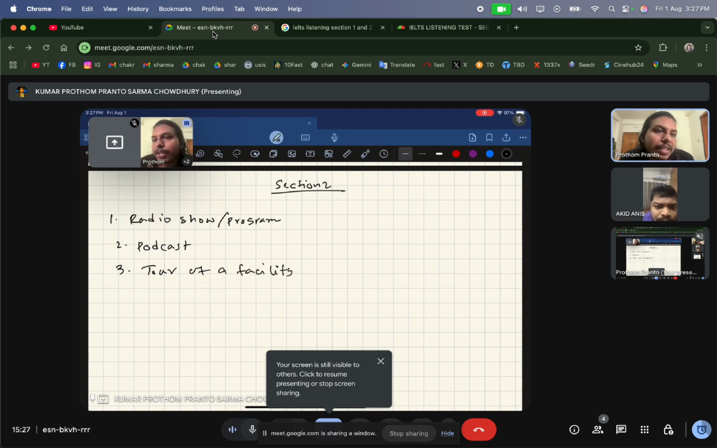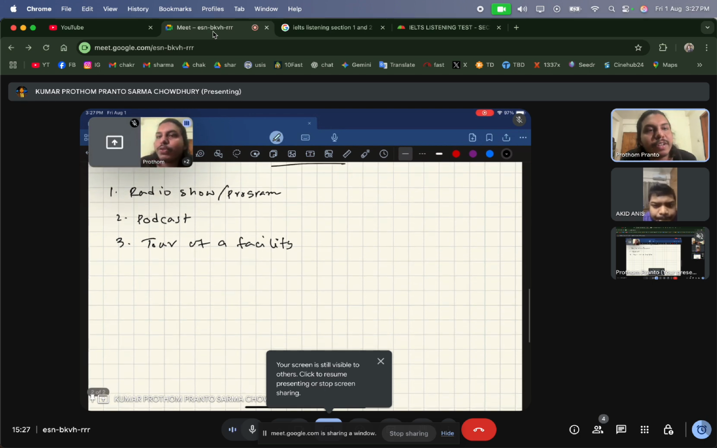Maybe you went to a museum, right? And there's a tour guide who's giving you a tour of the whole facility, and you'll be required to answer questions based on the audio description that you're listening to. Maybe you went to the Liberation War Museum, so the tour guide is explaining, this is the monument that served this particular purpose. So you have to answer questions based on that.